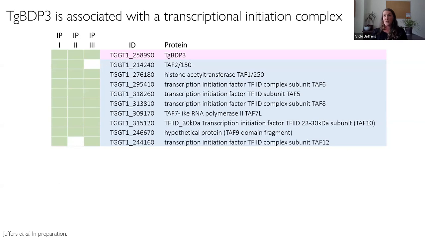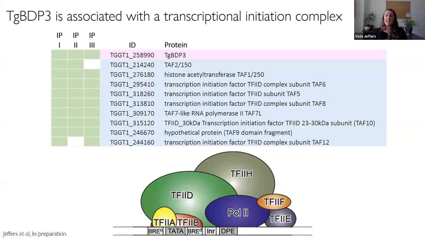So our co-IP showed us that BDP3 really nicely and consistently associated with a whole bunch of these TAFs, or TBP associated factors. And they all hang out together in this one complex called the TFIID complex, which is part of the complex that recognizes sequences within the promoter region. In humans, it's the TATA-box binding protein that recognizes the TATA-box. We don't have TATA-boxes in toxo promoters, so we're really not sure what sequence this complex is recognizing.